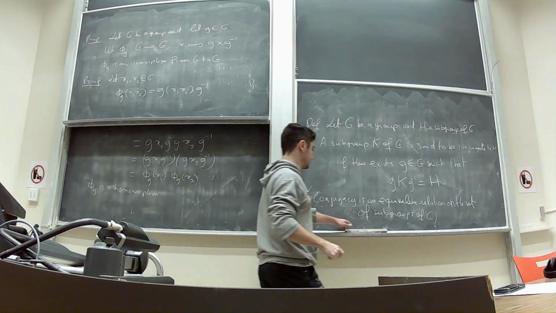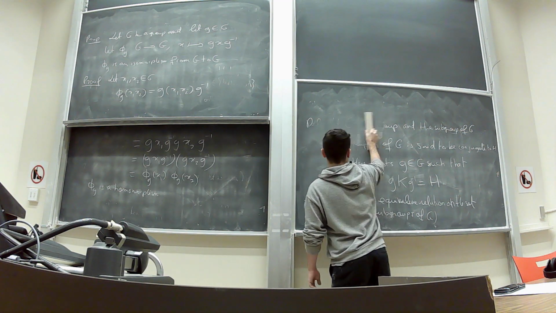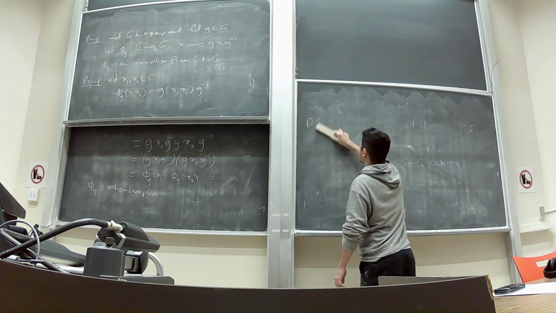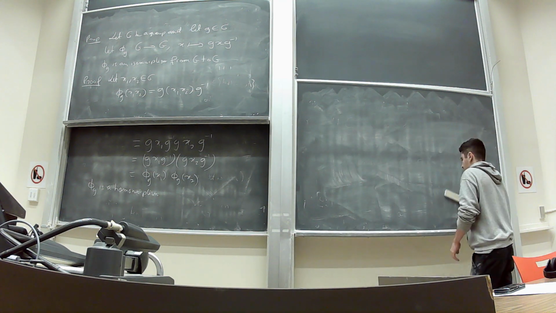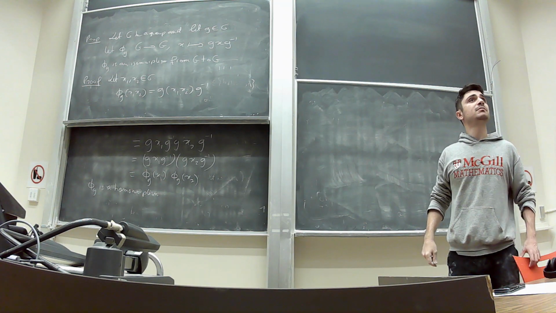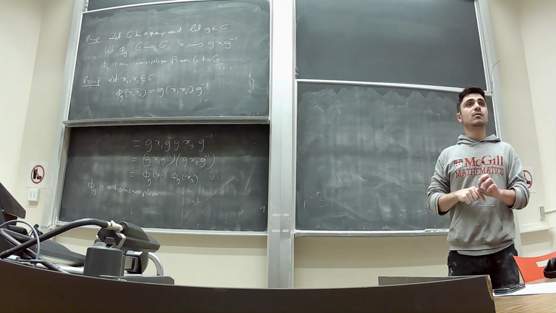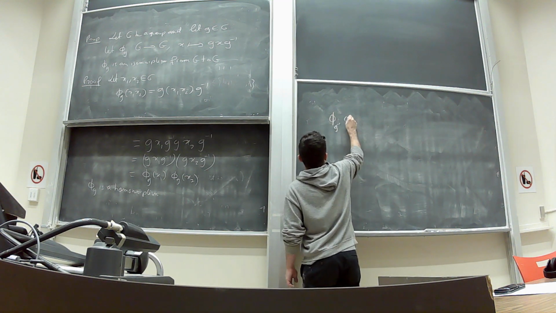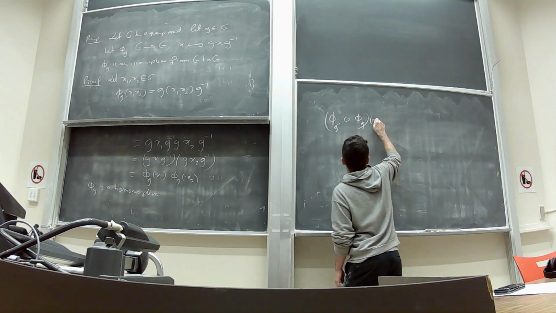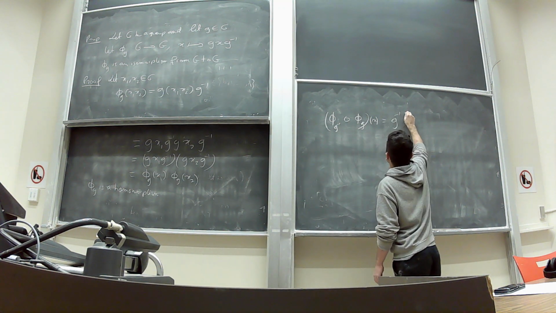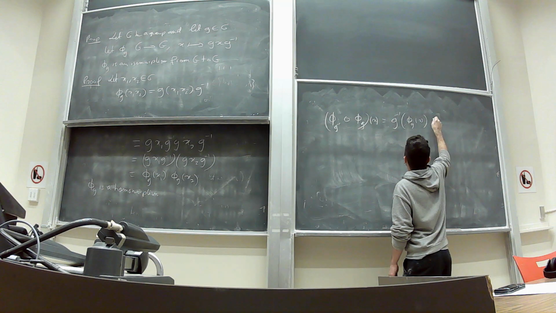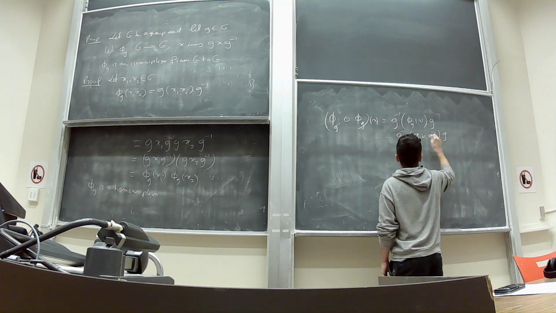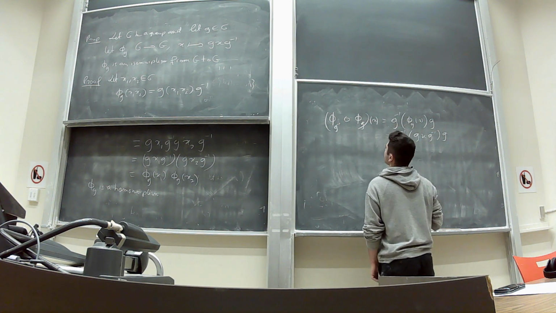Okay, now, how do I show it's bijective? I can show it's injective and surjective, or I can find an inverse for it. What's a good candidate for the inverse of phi_g? Phi_g inverse, right? Phi_g inverse composed with phi_g of x: what is that? This is just g inverse (g x g inverse) g. This is just x.